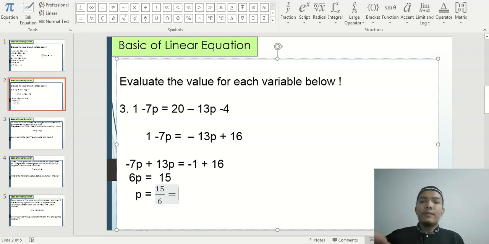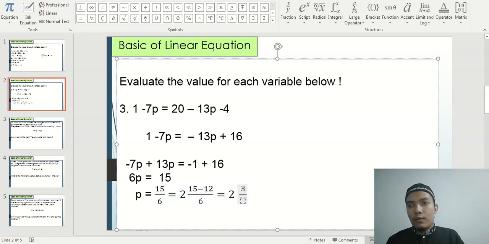You can simplify this. 6 times what, in order to become closer to 15? Only 2. We have 12 there, so I can say 15 minus 12 over 6. Therefore, the next number is 2 and then 3 over 6. I might as well simplify 3 over 6 into a half. So I can call this 2 and a half.